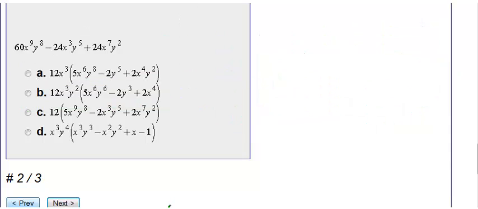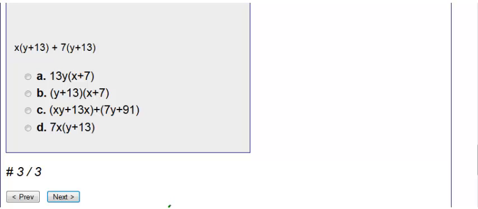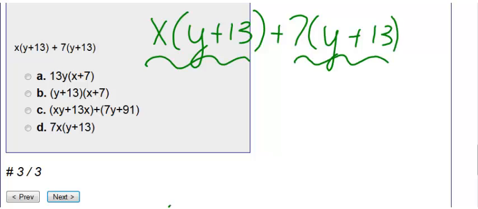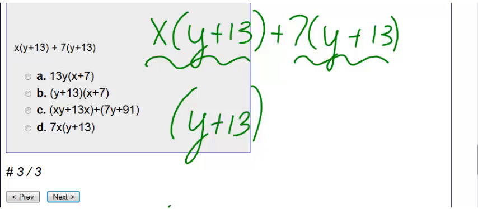Okay, and lastly, number 3 here. Okay, we have x times y plus 13, plus 7 times y plus 13. Okay, so here we have 2 terms. Here is one term, here is another term. So I look at my 2 terms and I see, what do they both have? We notice they both have a y plus 13. So that is what I'm going to pull out because they both share that.